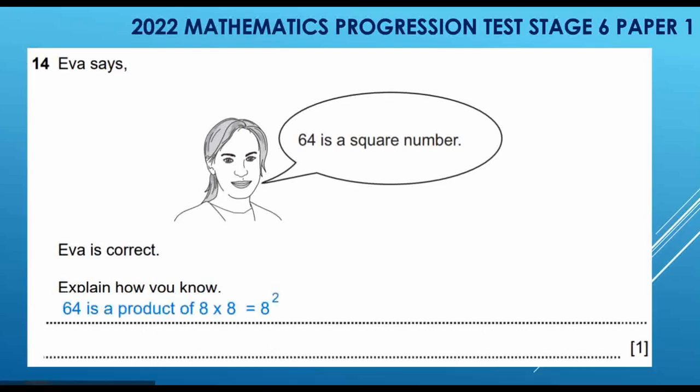Let's check the answer. 64 is a product of 8 times 8. So it's 8 squared. Next.